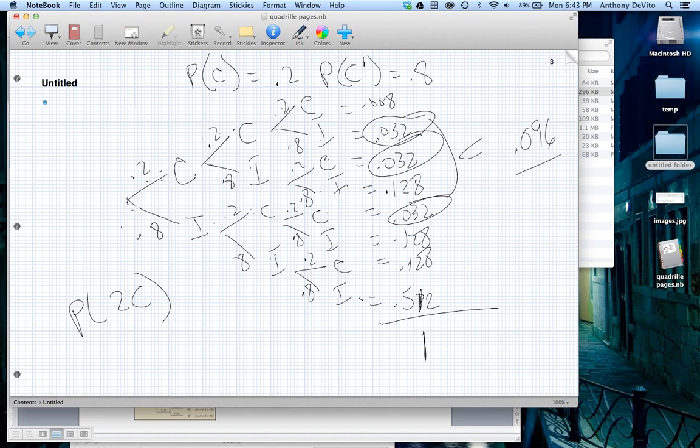Well, there's only one possibility of getting more than 2 correct. That's 3 correct. And the probability of it occurring is 0.008. So I just have to add that one to it. And I found the probability of getting 2 or more of these answers correct if I had no idea what the real answers were.